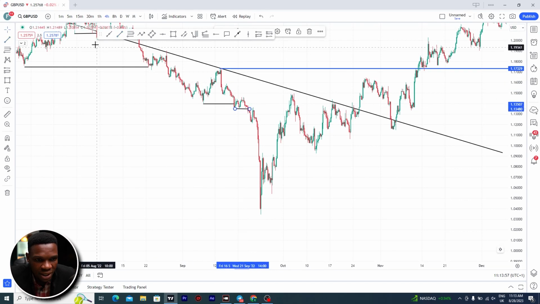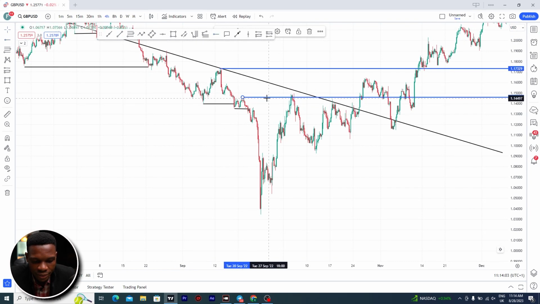So you see, price kept on trending. There's another one here too as well, a break of structure, though tiny. I remember this is a 4 hour, but when you go down to the 1 hour, you see it clearly.